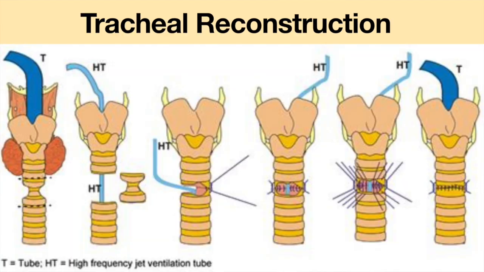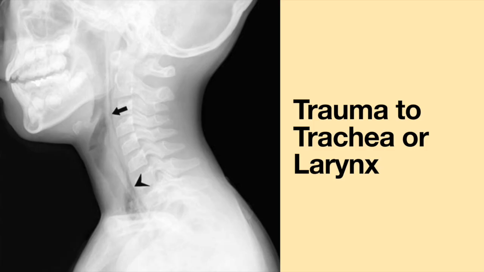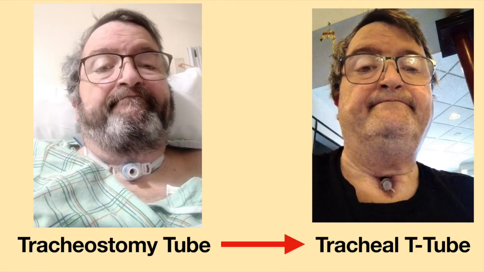Also, tracheal T-tubes are mostly used shortly after a person's trachea has undergone surgery for tracheal reconstruction. The tracheal T-tube helps prevent the airway from collapsing while the trachea heals. Tracheal T-tubes may also be used when there's trauma to the larynx or trachea. And lastly, a tracheal T-tube may rarely be used as a substitution for a tracheostomy tube in select individuals.